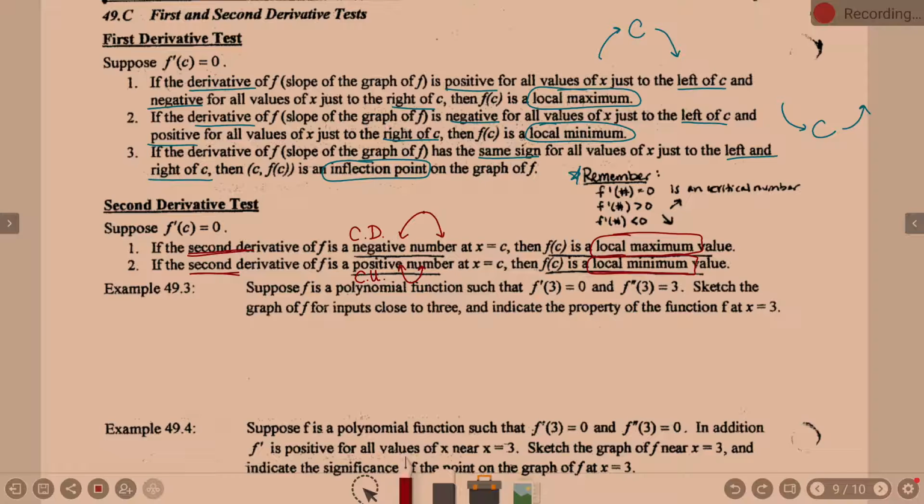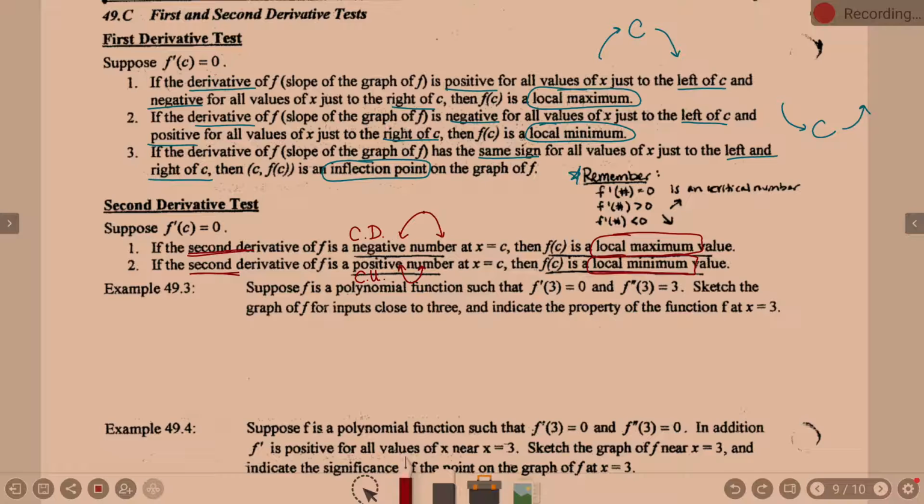Okay, let's look at example 3. Suppose f is a polynomial function such that the first derivative at 3 is equal to 0, and the second derivative at 3 is equal to 3. Sketch the graph of f for inputs close to 3, and indicate the property of the function f at x equals 3. A lot of f's and 3's. But it's good that we're talking about 3's, because we want it all to be the same x value.